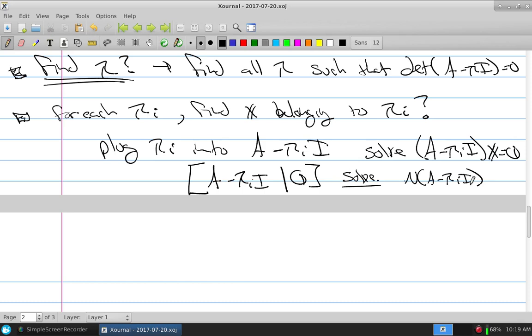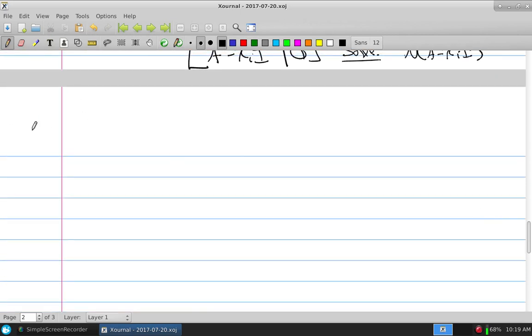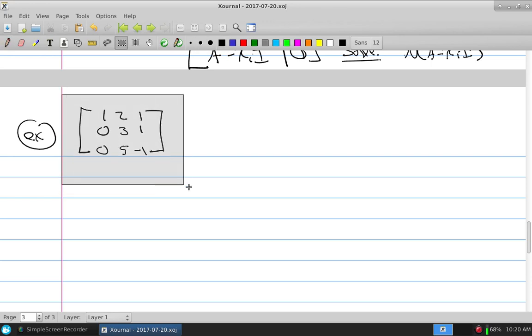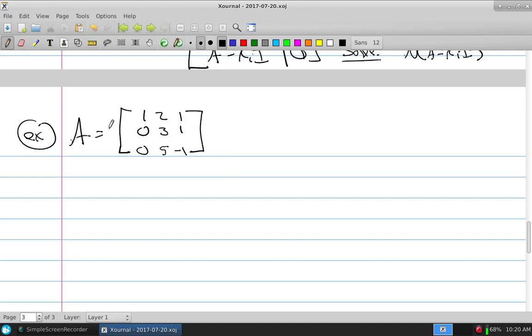All right. So for example, let's say I have the matrix A with rows 1, 2, 1; 0, 3, 1; 0, 5, minus 1. I want to find the eigenvalues and eigenvectors, the eigenvalue, eigenvector problem.